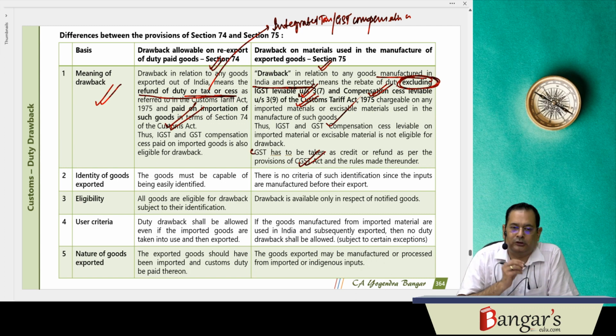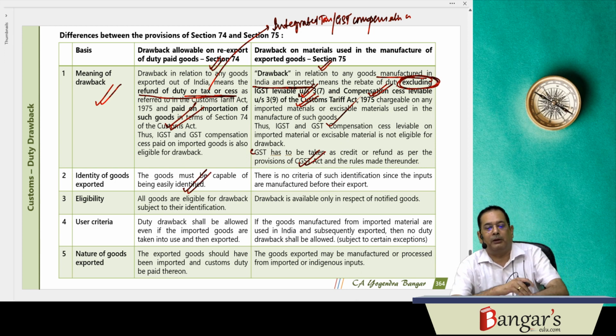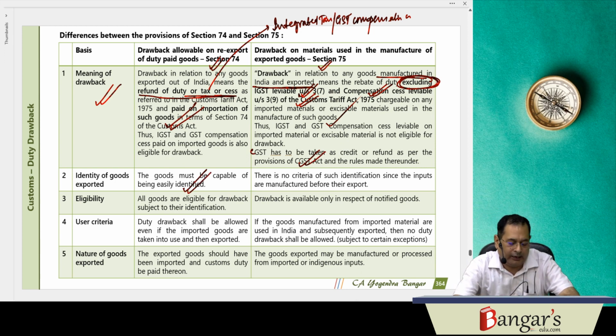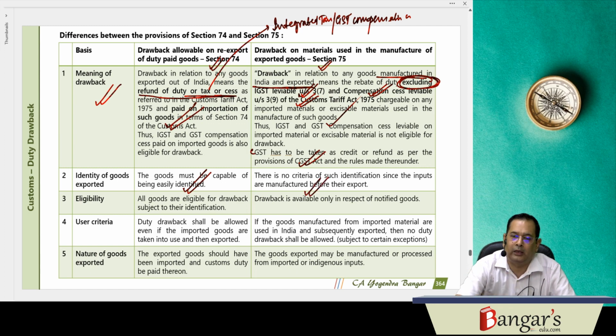Now under section 74, the goods must be capable of being easily identified. Whereas under section 75, there is no criterion of such identification, because raw material is imported and then subsequently processed.